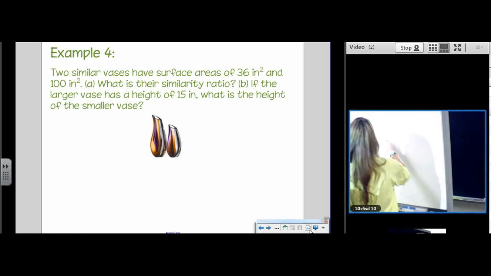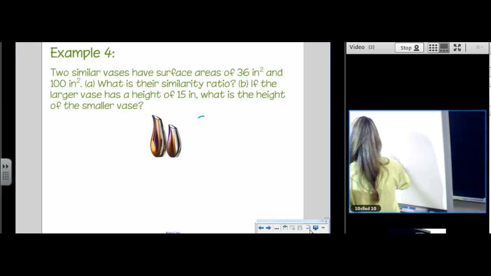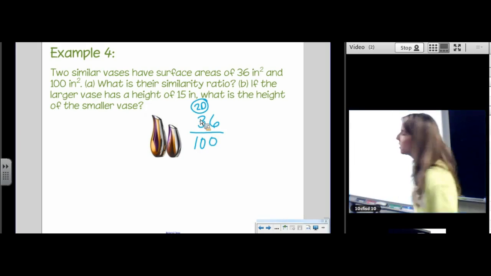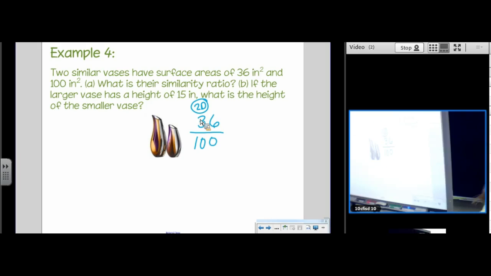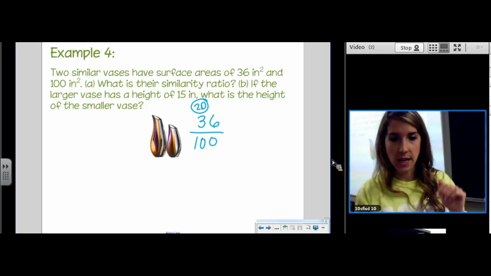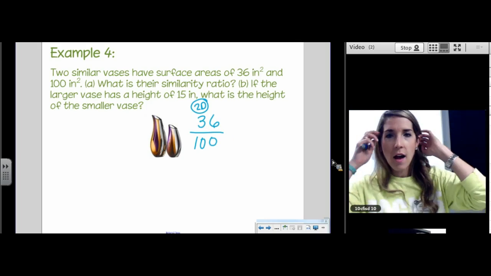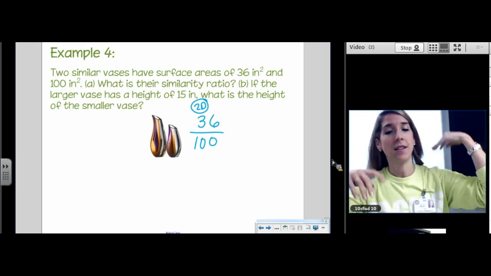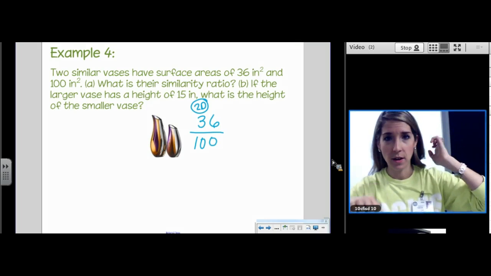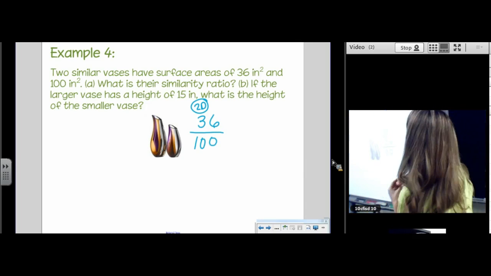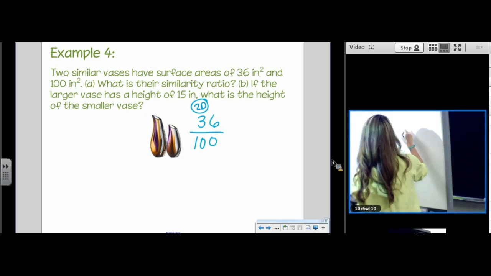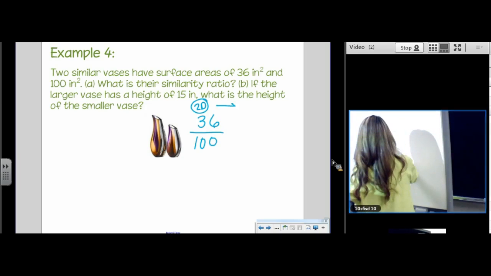So it doesn't matter which one we put first. So I have 36 over 100, and I'm going to put my bubble on top. I always put little bubbles, so that I know what dimension I'm working in. It is surface area, so I'm working in 2D. Now, you have two choices. You can reduce that and then square root it, or you can square root it and reduce it. It doesn't matter. If I want to make this 1D, which I do, I want to square root these.